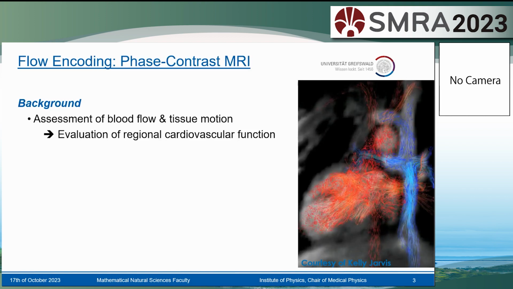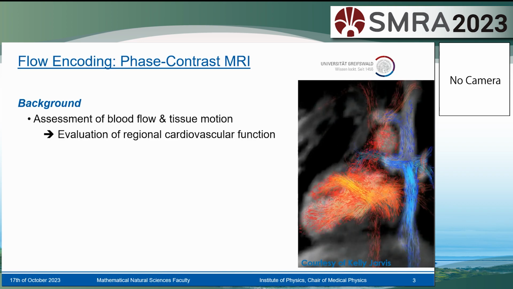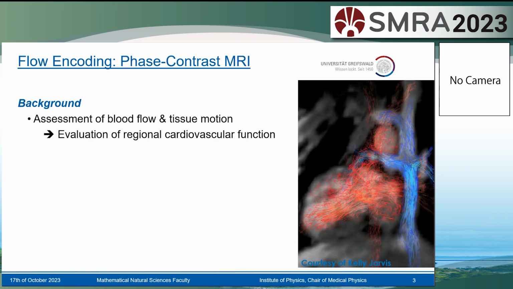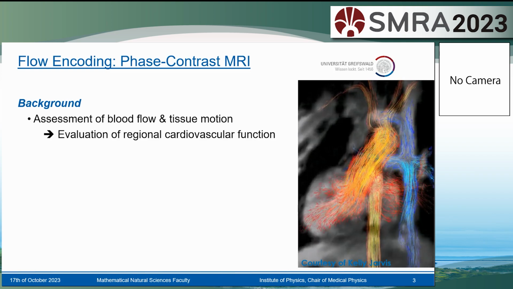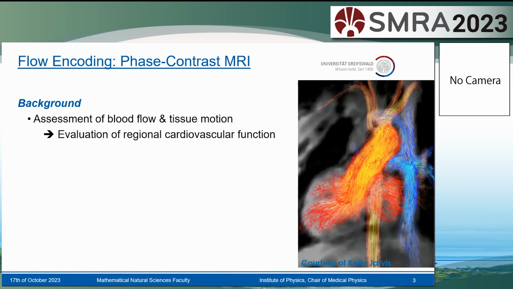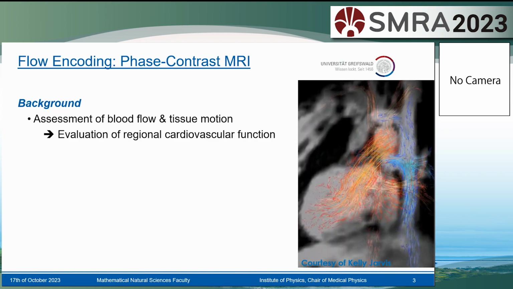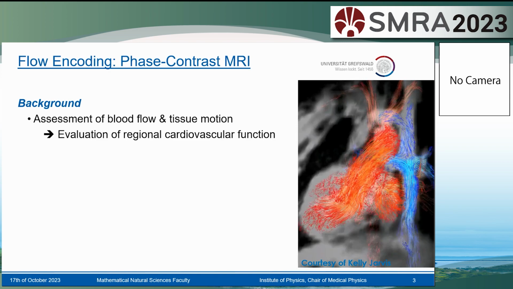You have probably seen this picture before. This is an example from Kelly Jarvis from Northwestern University of a Fontan case that depicts the blood flow in the venous part in blue and the blood that comes out of the heart in red. This is just an example to show you what flow MRI is used for nowadays.